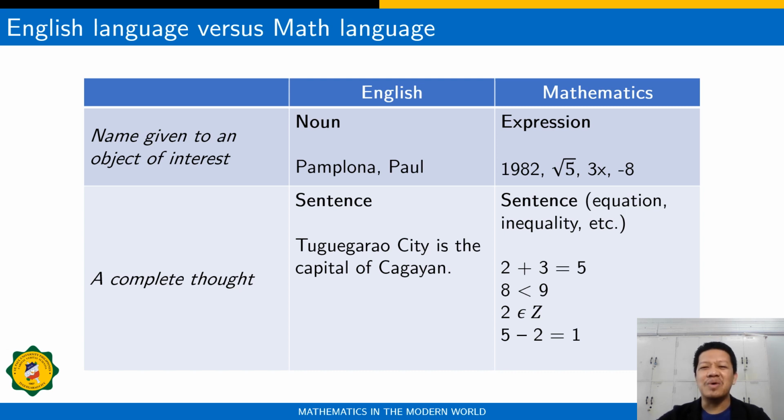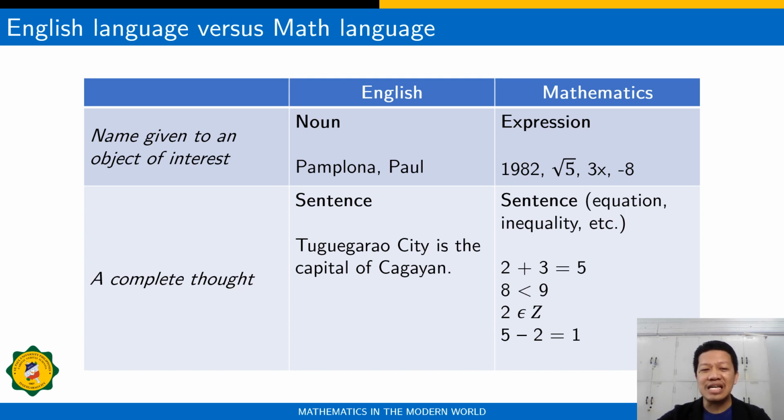We have 1982. We have actually the square root of 5. And we can also have some algebraic expressions using variables. We have 3x. Then we have also integers. We have negative 8. So these are some examples of expressions in mathematics.